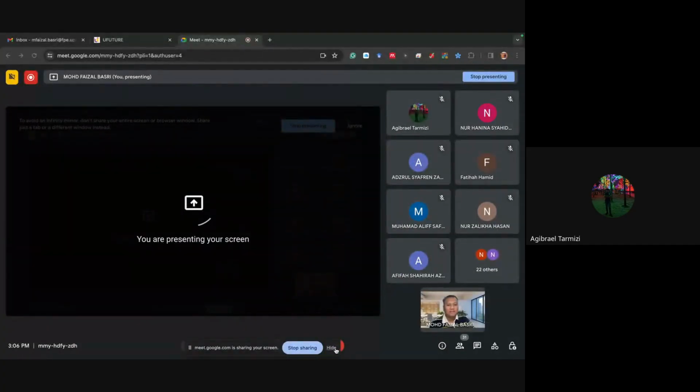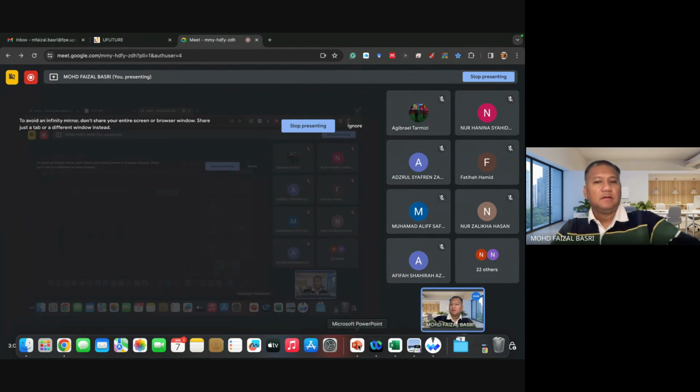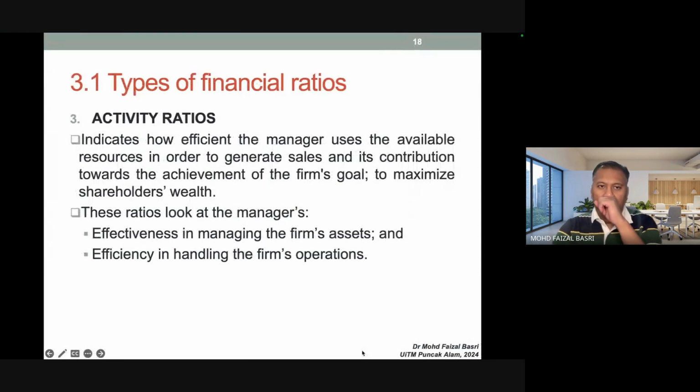So kita tengok 3 more categories. We have activity ratios. Yang seterusnya yang ketiga, activity ratio. Cuma untuk activity ratios ni, the number is not 3 anymore. If I'm not mistaken, we have about 5 ratios.